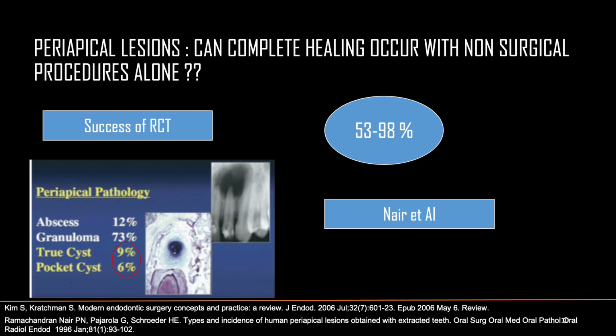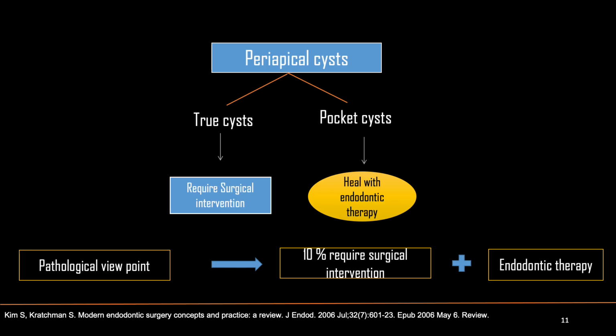Now, why endosurgery? Why not just the normal root canal or re-root canal procedure? We all know that the success of root canal treatments is very high, as high as 53 to 98%. But there are conditions like true cysts and pocket cysts which do not heal even after re-root canal procedures. So these are the conditions which require surgical intervention to remove the pathology. Periapical cysts are again true cysts and pocket cysts. A true cyst requires surgical intervention, whereas pocket cysts can still heal with endodontic therapy.